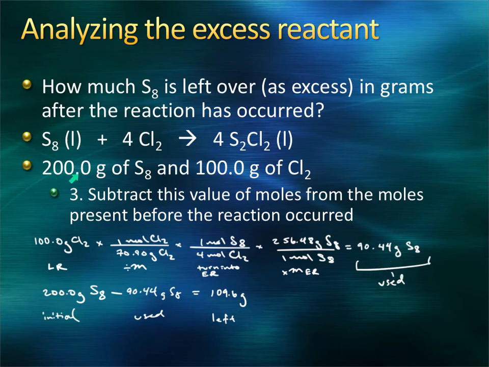I started with 200.0 grams. So in order to figure out how much is left over, I'm going to take my initial amount and subtract my amount used, and that will tell us how much is left. So 200.0 minus 90.44. To the 10th place for significant figures, that's 190.6. So if you look at the math there, that means I didn't use about half of it. I used 90.44, so I have more than half of it left over. So I had lots of extra sulfur in this problem.